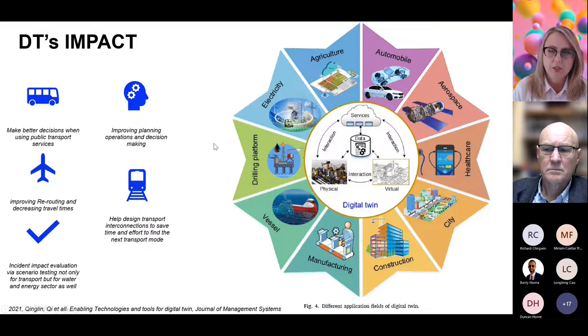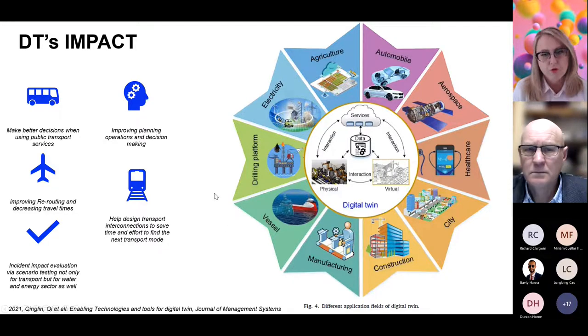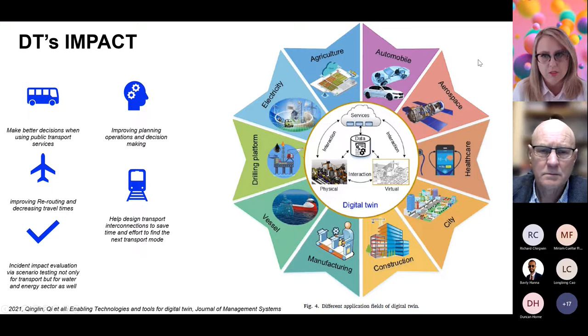Everybody is trying to integrate all the data that they have with regards to their business or their system and have one unique platform or digital model that can capture all of these interdependencies. So really, building a digital twin is about helping to make better decisions, improve the operations that you're doing in your business, and of course, improving all sorts of future decisions that need to be taken.